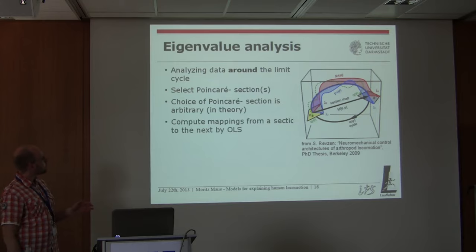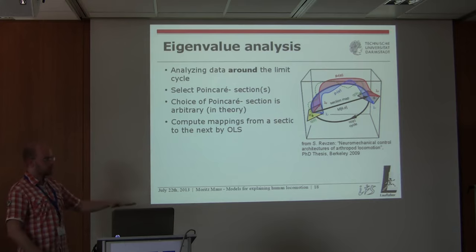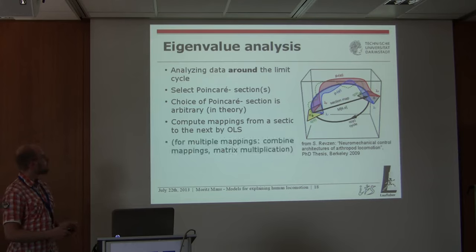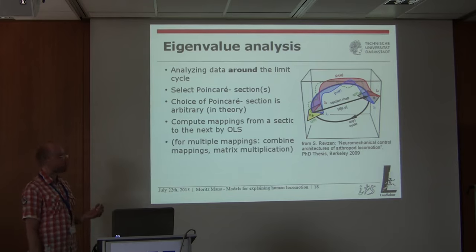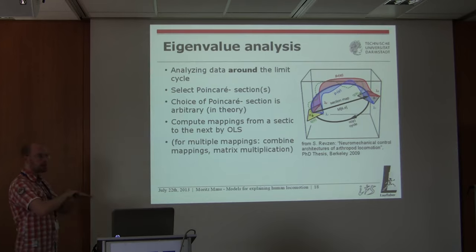And we compute from our measured data the mappings from one section to the next section. So I say, if I'm here, what is my expectation value on the next Poincaré section? We take an ordinary least squares approach to get our maps. In order to get return maps, we have two choices. We could either say, this is my first Poincaré section, and the next Poincaré section is one cycle ahead, so the same section, but 2π ahead in phase.